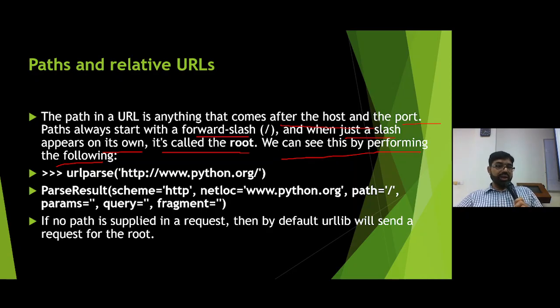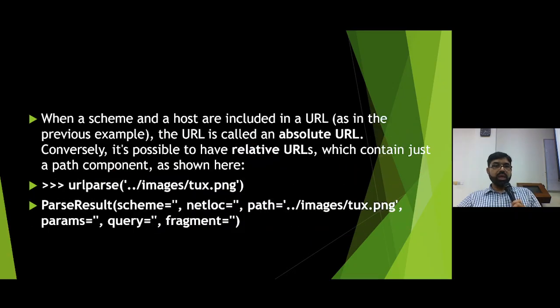So suppose with urlparse we just write python.org, the result will be the scheme HTTP, the host python.org, and the path is forward slash, which means root, right? So if no path is supplied in the request, then the default urllib sends the request for the root. When a scheme and a host are included in a URL, as in the previous example, the URL is called an absolute URL.